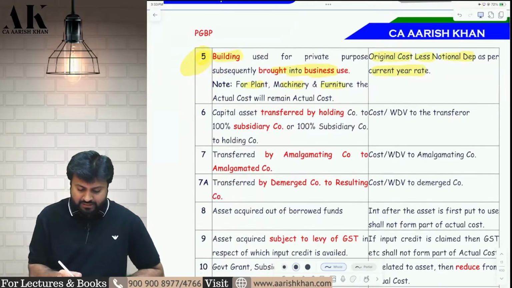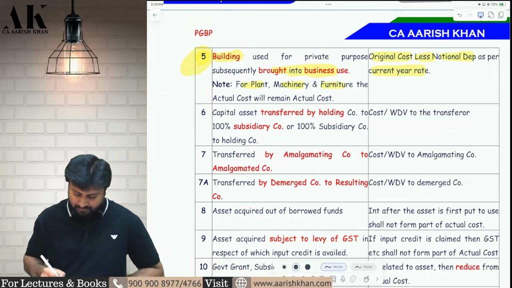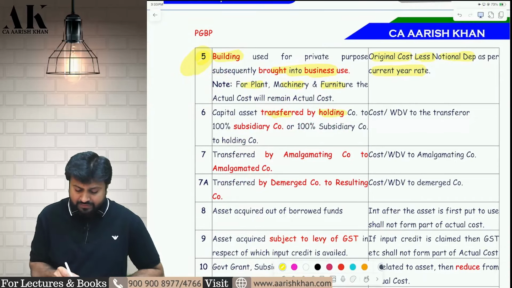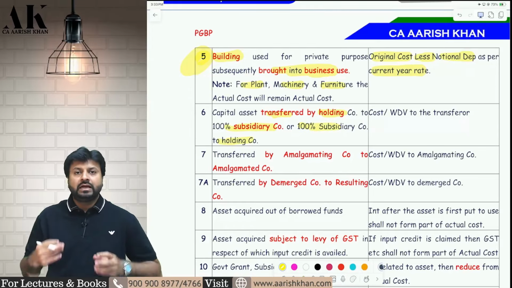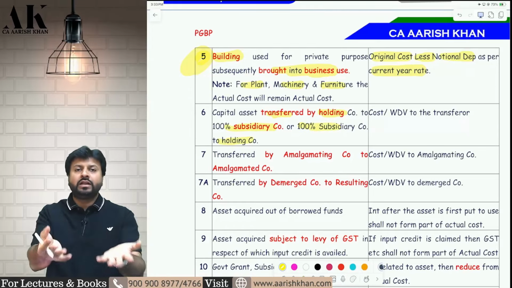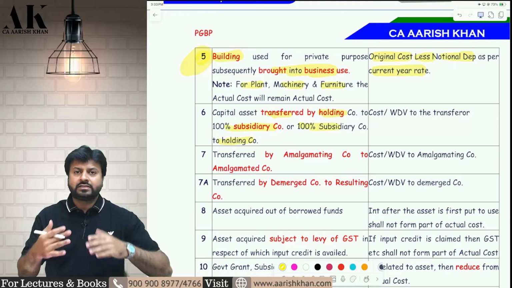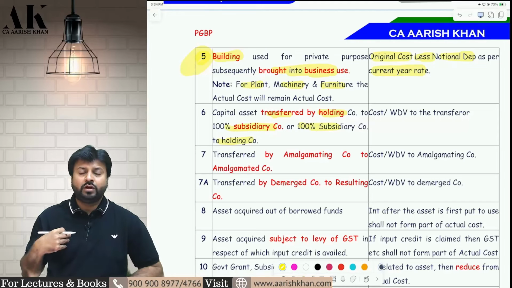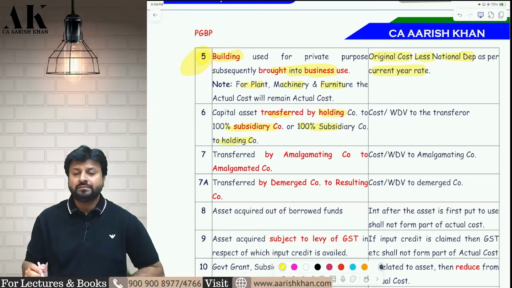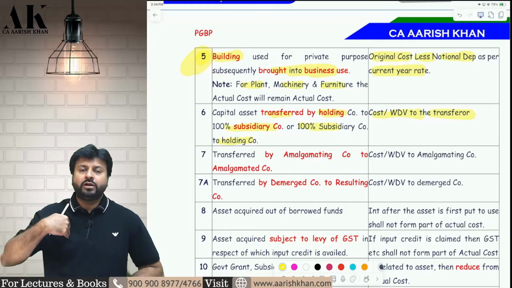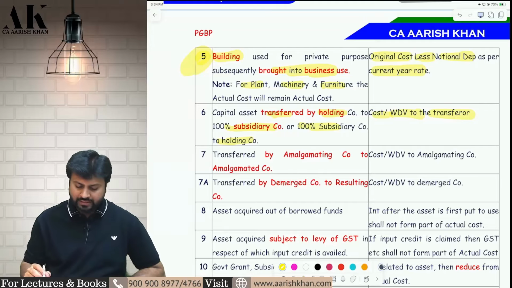Now next, explanation 6. What is explanation 6? If an asset is transferred by 100% holding company to subsidiary company or subsidiary company to holding company, I am holding company, you are subsidiary, you are holding company, I am subsidiary. If we transfer any asset between us, then what is the actual cost in the hands of the recipient? It is the WDV or the cost to the transferor that will become the cost in the hands of the recipient. So whatever is WDV in my hands, that will become your cost. Okay, I hope it is clear to all of you.